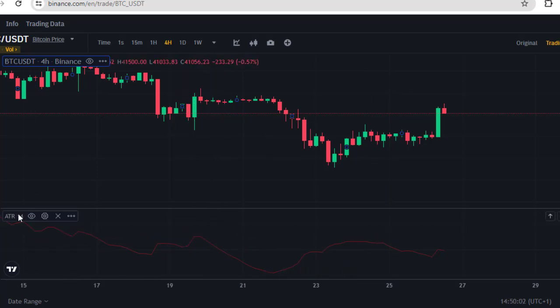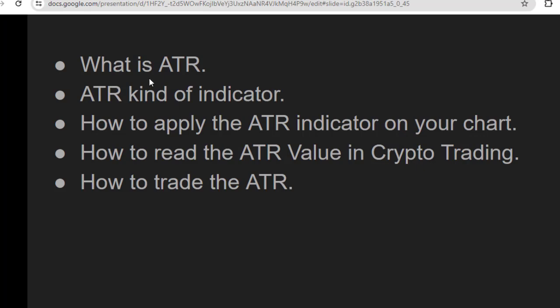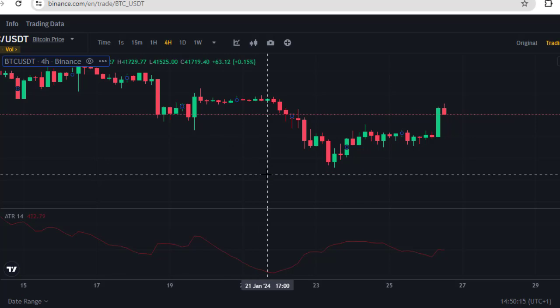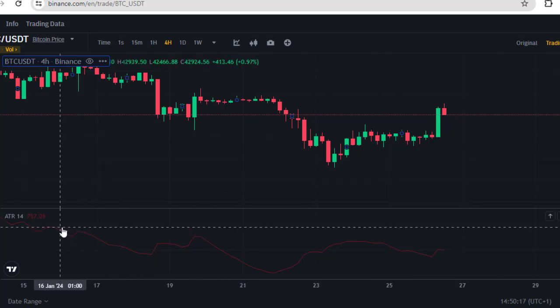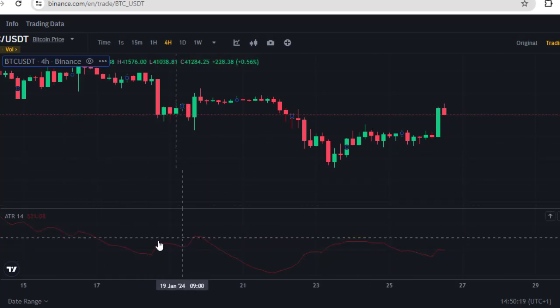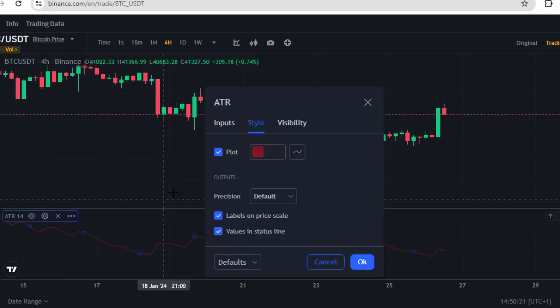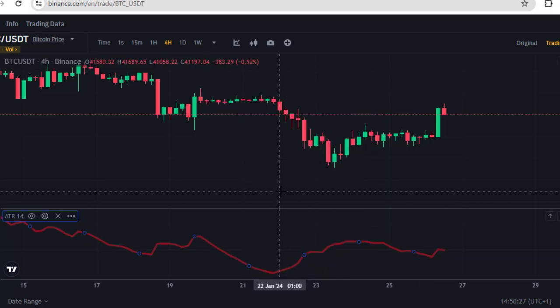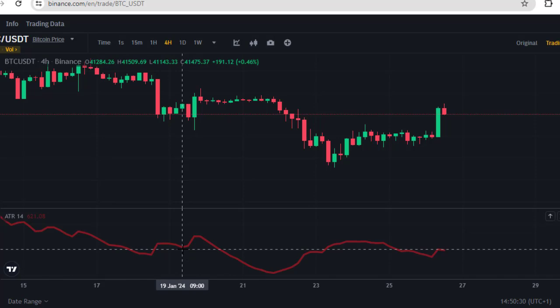The ATR indicator means average true range. That is the meaning of the ATR. So what does that mean? Before I get into that, there are some settings we need to do to make the indicator very clear. Right here, I will go to style, then click on input, and then click this one to make the line very visible.